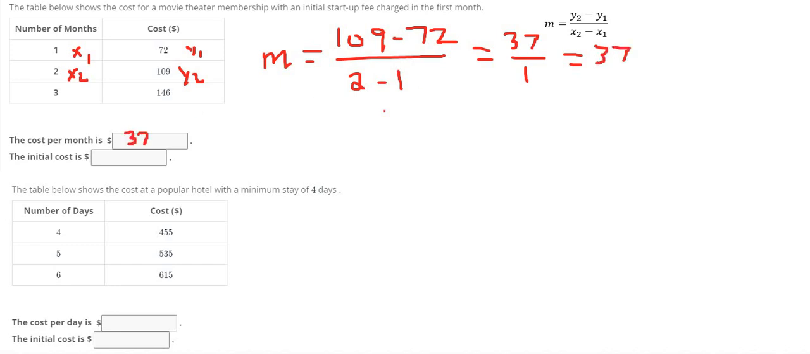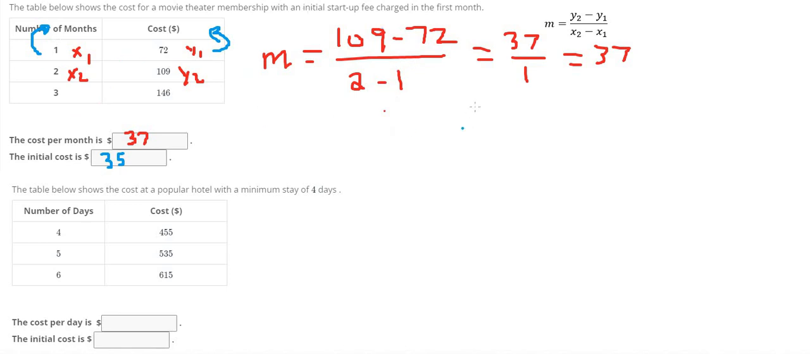There are different ways we could go about finding out what the initial cost is. We could just use the pattern of the table. We could reverse it by 1, and 72 minus 37 is going to give us 35. Now, it's not always going to be necessarily that easy. The table might be a little more difficult and a lot more steps. So we could use algebra.